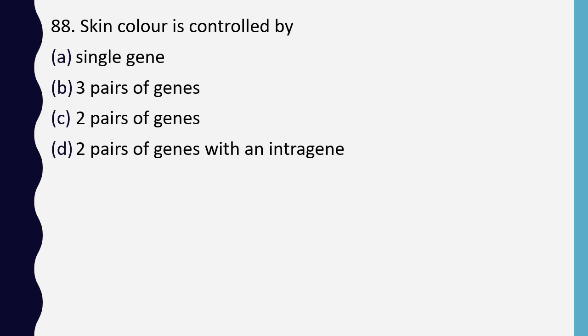Question number 88. Skin color is controlled by single gene, 3 pairs of genes, 2 pairs of genes, 2 pairs of genes with an intragene. Skin color is controlled by. Correct answer is option B. It is controlled by 3 pairs of genes.